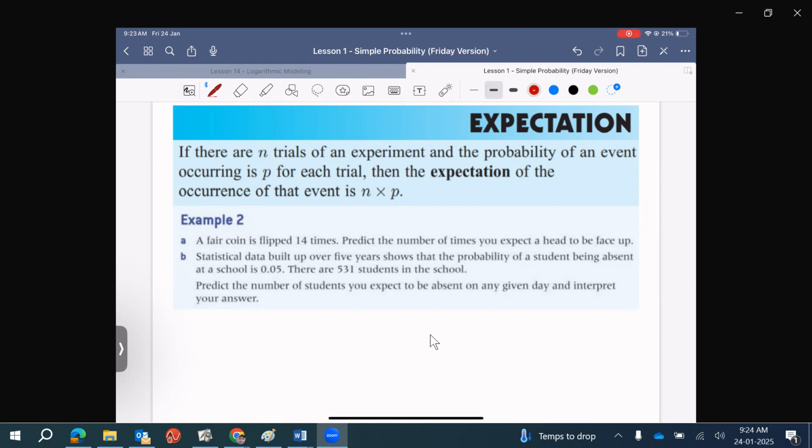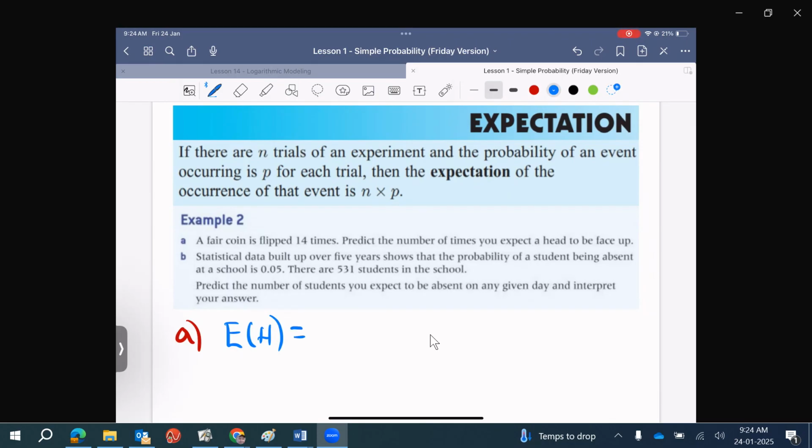What this sort of means is if we flip a coin, your probability of getting a head is going to be a half. So what is the probability of getting a head? What is the expected number of heads that you would get? So in A, the expected value of a head in this event, each trial is a half.